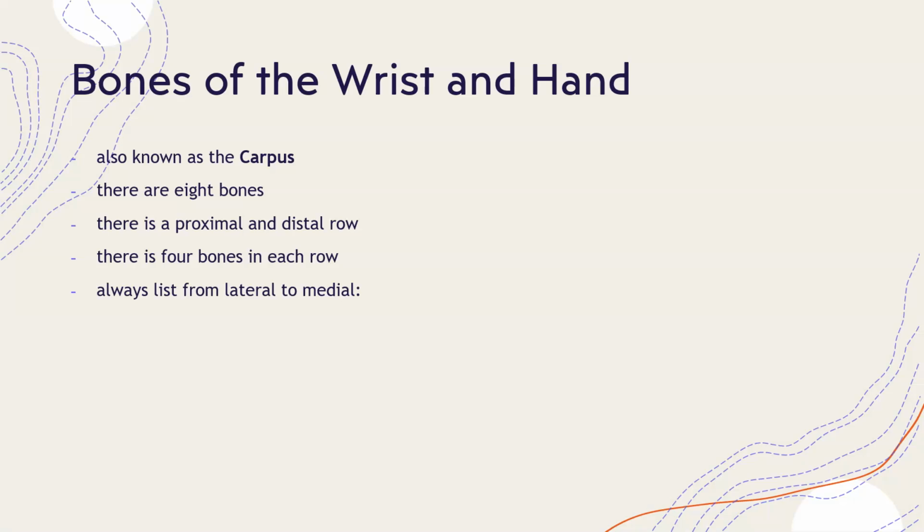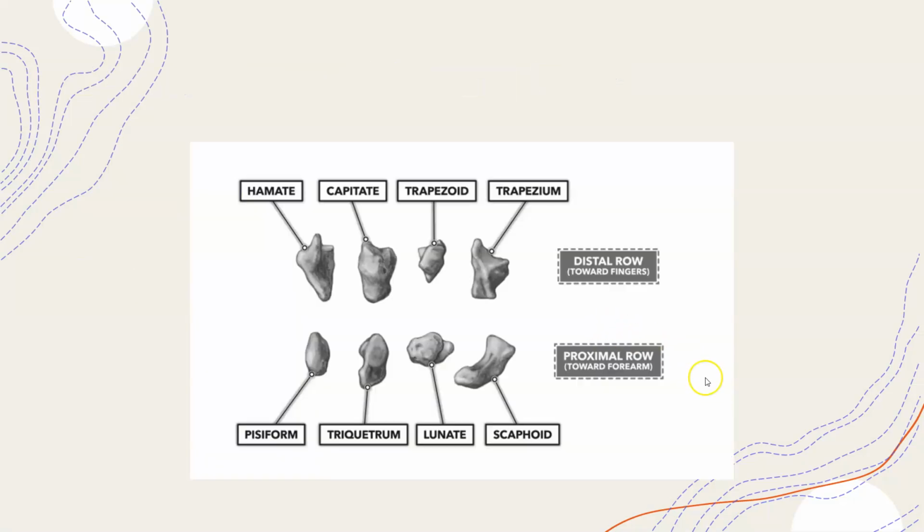There are 8 bones within the carpus. There is a proximal and distal row, and there are 4 bones found in each row. And we always list them from lateral to medial, again in the anatomical position.